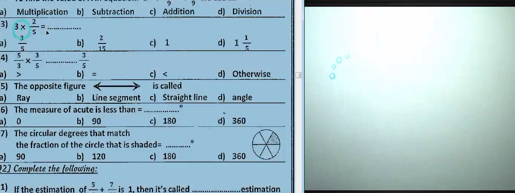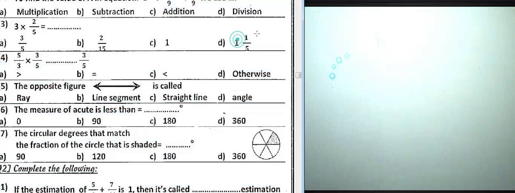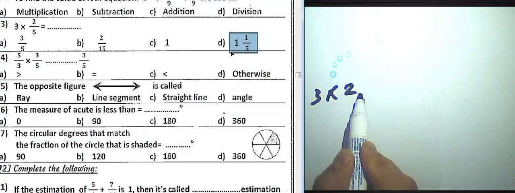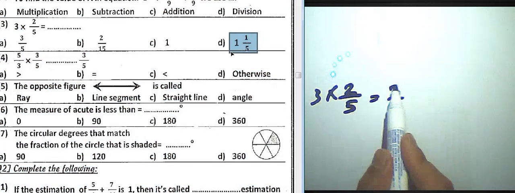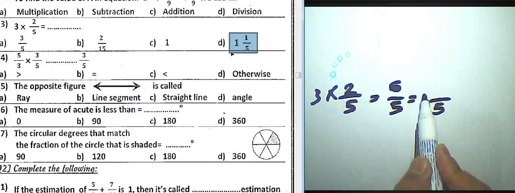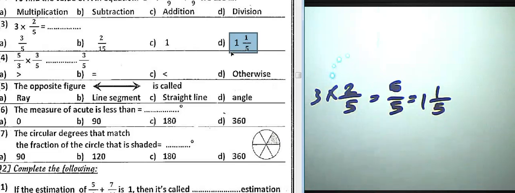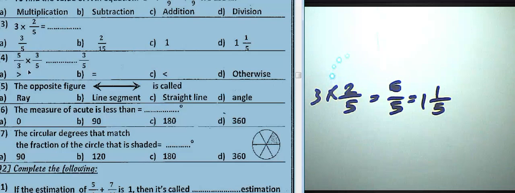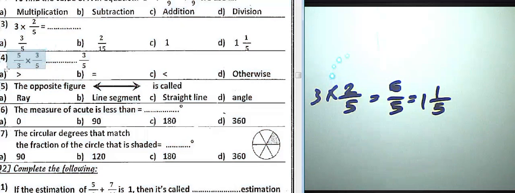3 times 2 over 5 will be 6 over 5. It will be 1 and 1 over 5. 6 divided by 5 equals 1 and the remainder 1. 3 over 5 multiplied by 5 over 3 will be 1. The result here will be 1.